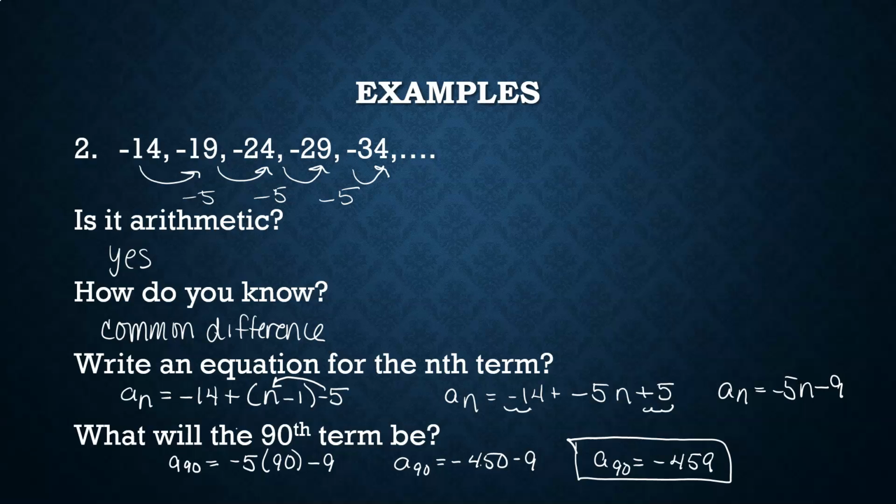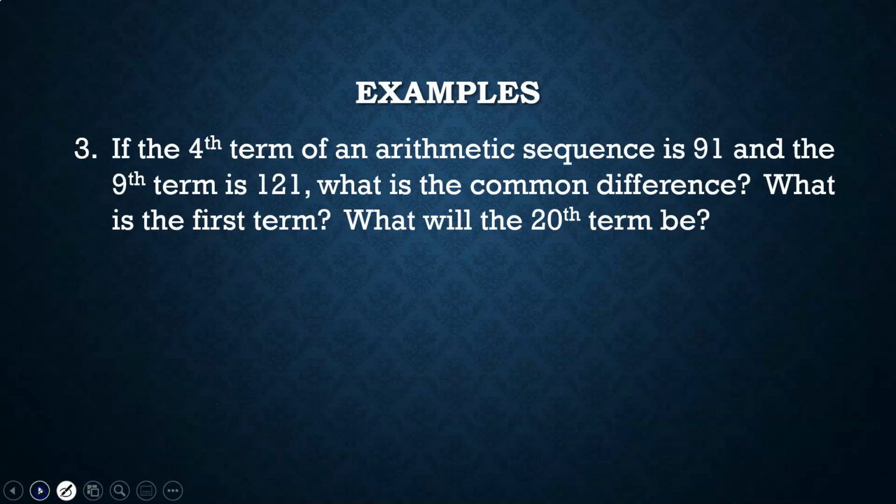All right, let's go on to the next question. We have 2 more to do. Number 3 in your note says, if the 4th term of an arithmetic sequence is 91 and the ninth term is 121, what is the common difference and what is the first term? What will the 20th term be? Okay, lots of things going on here.